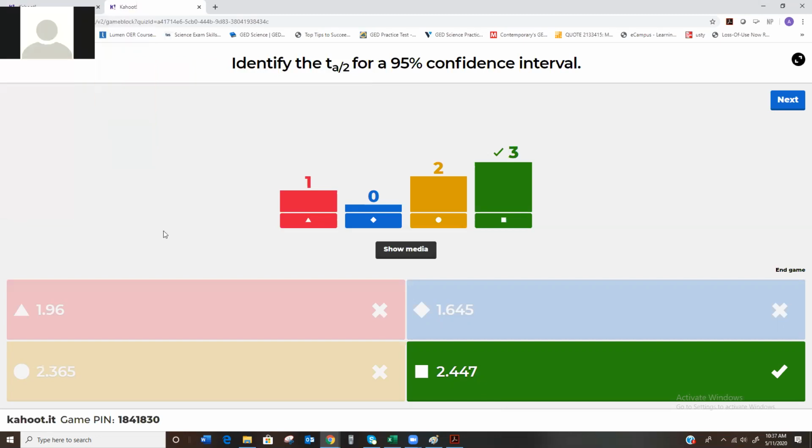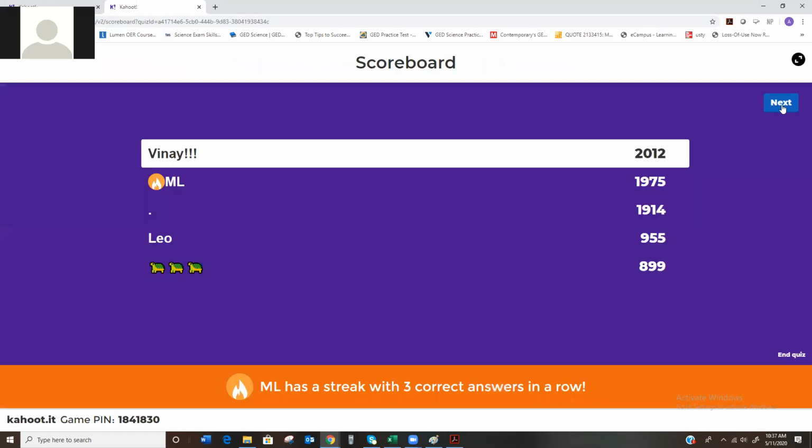Alrighty. So 2.365: if you picked that one, it's because you forgot to subtract 1 from the sample size. And the 1.96, you did a Z instead of a T. You went all the way to the bottom when you were supposed to stop. Okay.